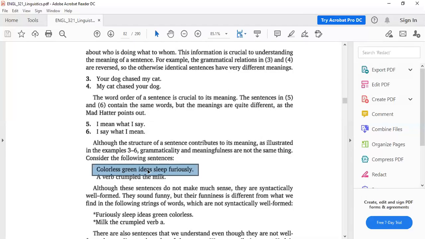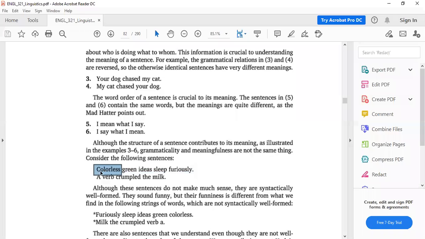So the subject didn't do the verb. If something is colorless, how come it is green? Colorless means colorless. It has meaning. I know what you mean. If something is colorless, then it doesn't have a color.